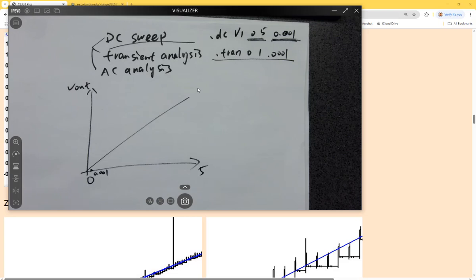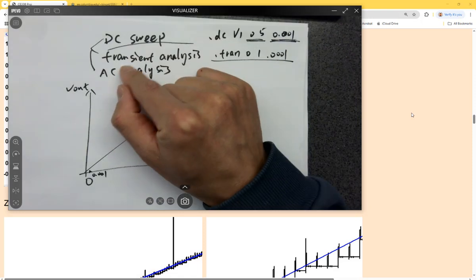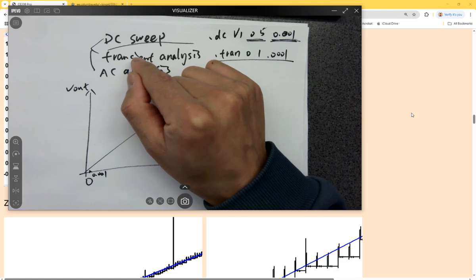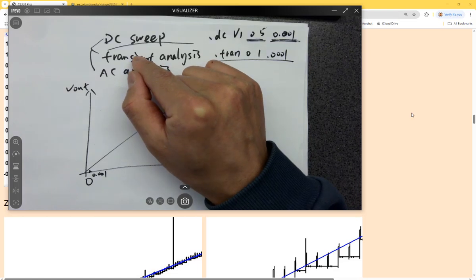What can I do? Which one should you use? Whatever involves time, right? So transient analysis has time in there. So the x-axis has to be time.